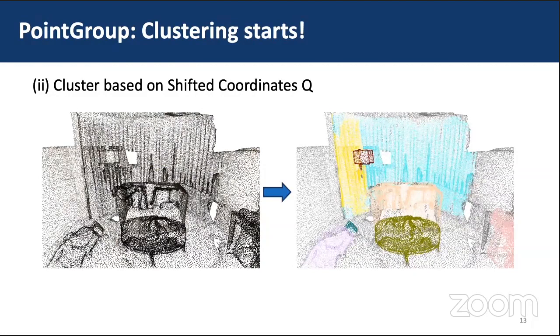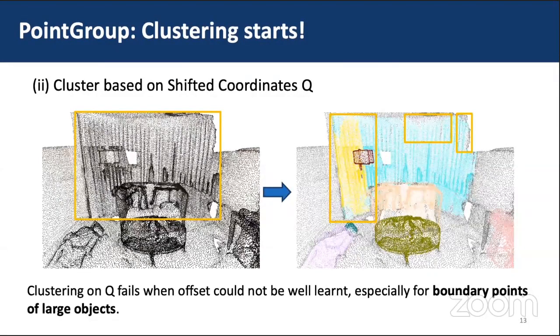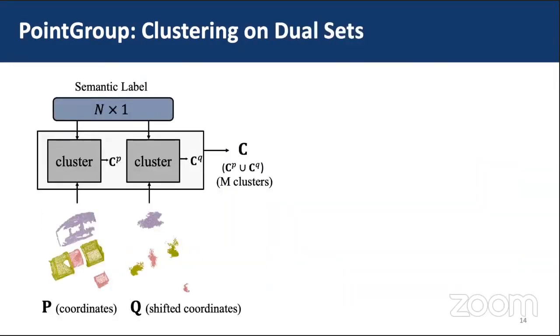However, clustering on Q also has its limitations. In this scene, the inaccuracy of offset prediction for the boundary points of the large curtain causes the clustering error. Clustering on P may misgroup nearby objects of the same class, while clustering on Q may help to solve the problem but may fail to handle faraway points from centers. Thus, we employ dual point coordinate sets in clustering to combine their strengths.